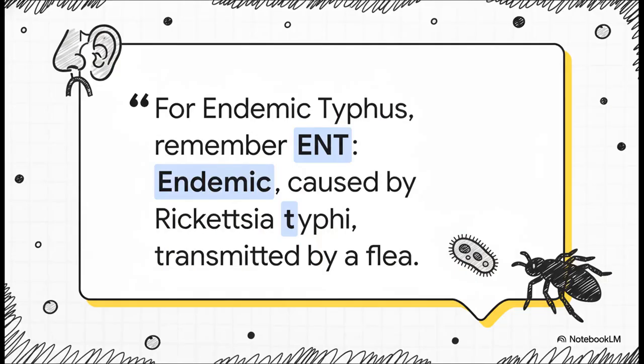Need a way to keep the Typhus group straight? Here you go. For endemic typhus, just remember the letters ENT. E for endemic, N for the agent, Rickettsia typhi, and T, well, that's for the vector, which is the flea. It's a super simple way to link all 3 of those key facts together.